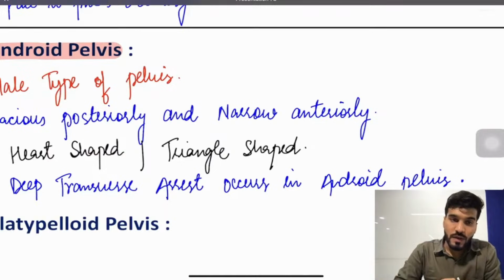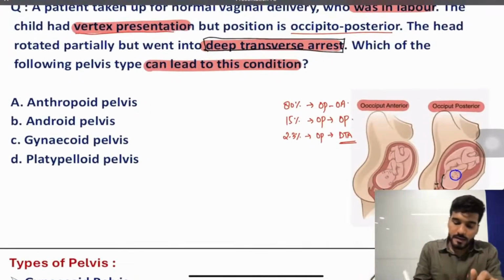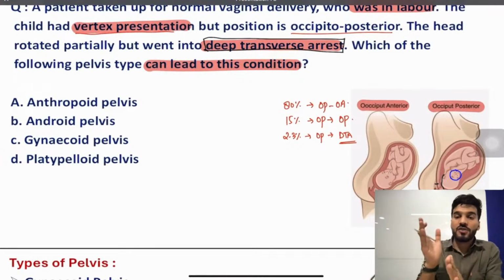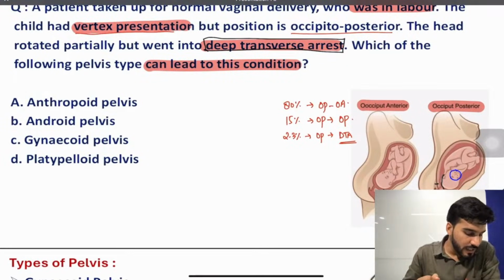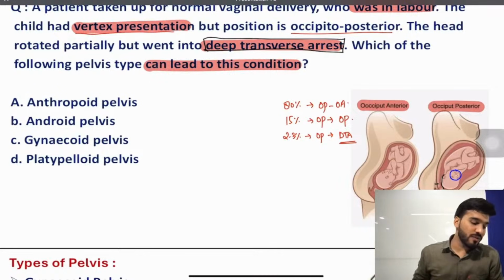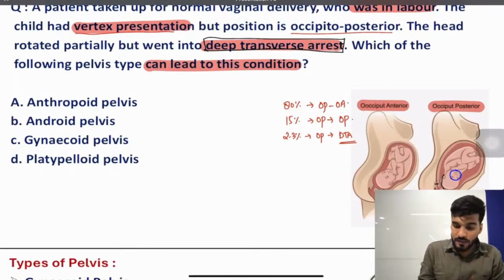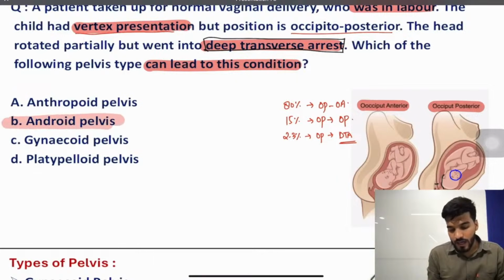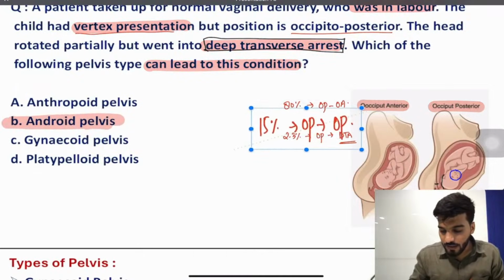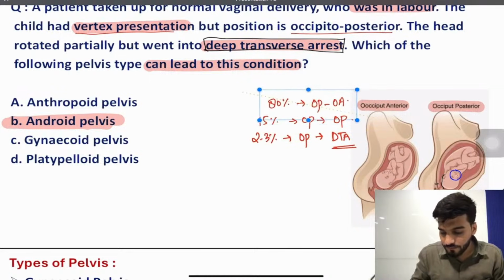Whenever a question mentions that deep transverse arrest occurred, which type of pelvis can it be? The classical case: it rotated partially, because posteriorly it is a spacious pelvis. So once it rotated, it got stuck. Such a type of stuck is called the deep transverse arrest. So whenever you see deep transverse arrest, what will be your answer? We are marking the android pelvis. Is that clear to everyone?